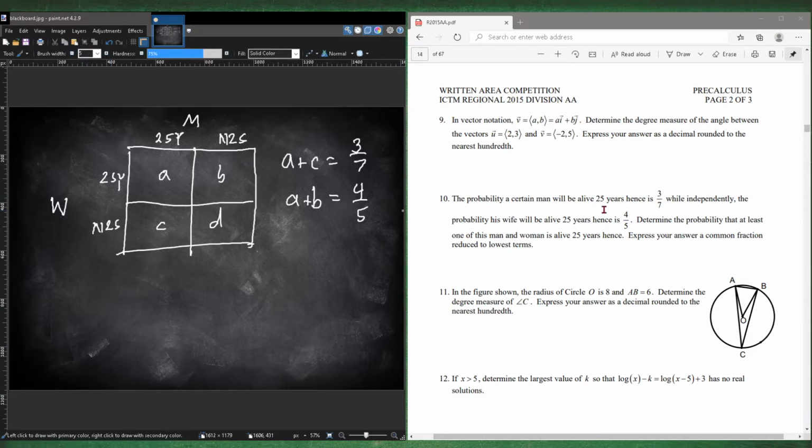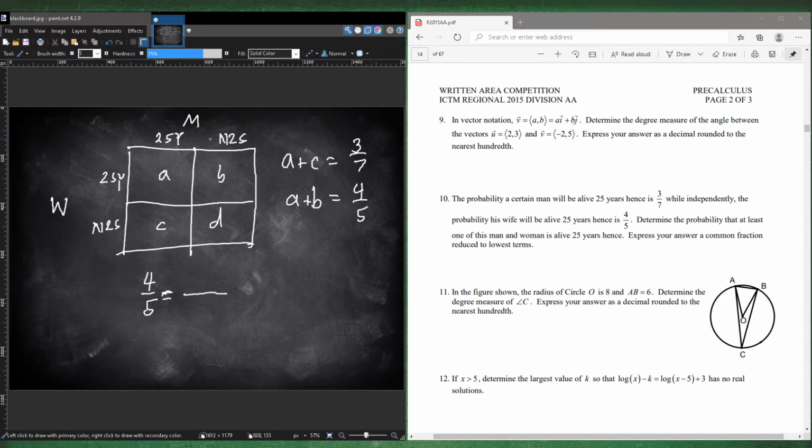The key word in this sentence is that they said independently. And independence has a really cool property in probability. It's basically saying that if one event occurs, it shouldn't be dependent on another event that occurs. So the probability of something else shouldn't affect that probability. What that translates to in these variables is: the probability of the woman being alive is 4/5, so what's the probability that, given that the man is alive, she will be alive 25 years hence?